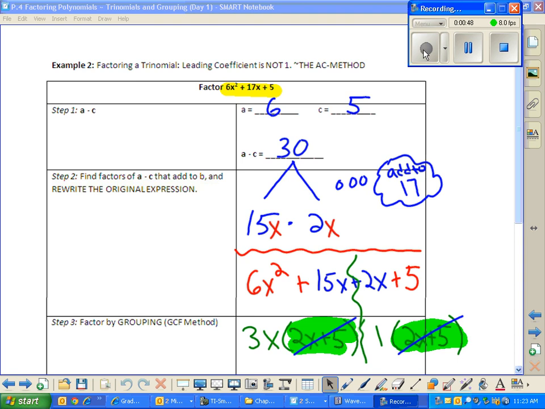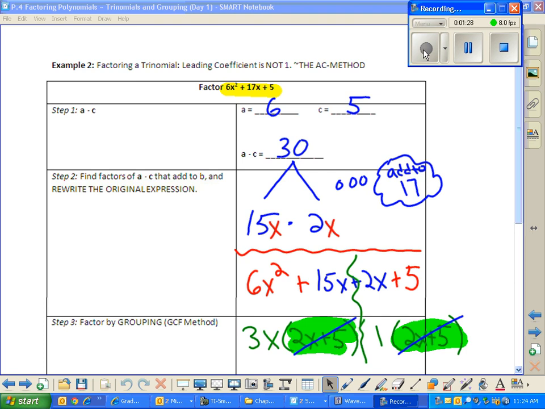So let's take a look at 6x squared plus 17x plus 5 to start. Can I take out a greatest common factor in this problem? Do 6, 17, and 5 have any numbers in common? No, there's no GCF, so that method is out the window. Then let's try the square root method, which we talked about a couple days ago. Would it work nicely on 6x squared or 5? Those are irrational numbers. That's not going to work out, so the square root method doesn't work.